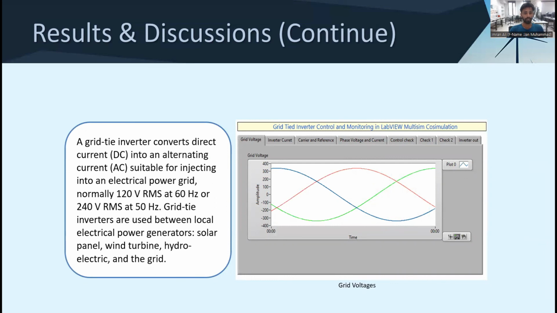As we know, a grid-tie inverter converts direct current DC into alternating current AC, suitable for injecting into the electrical power grid, normally 120 RMS at 60 Hz or 240 RMS at 50 Hz. Grid-tie inverters are used between local electrical power generation, such as solar panel, wind turbine, hydroelectric, and so on.